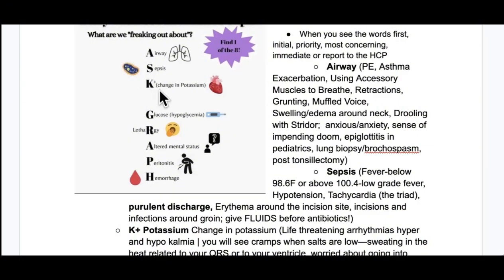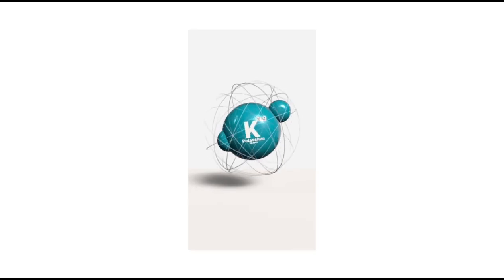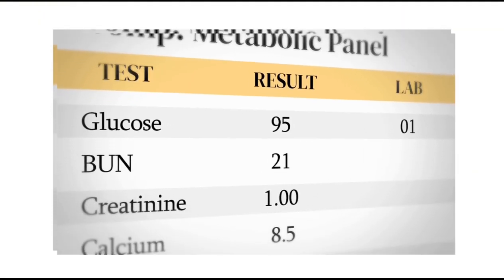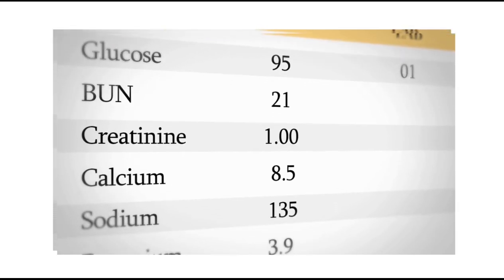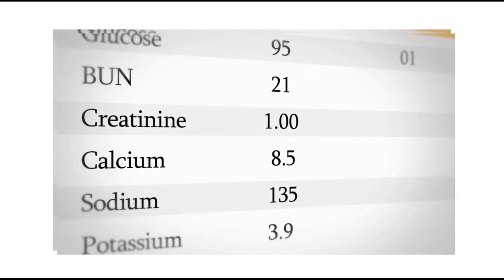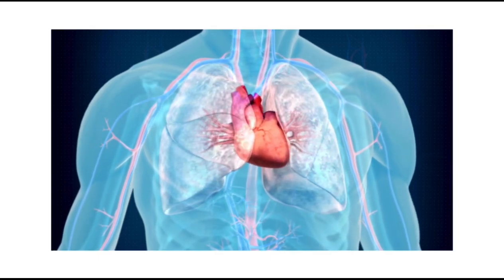But the K here is for potassium, because changes in the patient's potassium can be a priority setting event, right? If you notice that it's too high or too low. Why? Because it involves the heart. Potassium is one of those electrolytes that directly implicates heart problems. Okay, so potassium, big deal. Keep it in a tight range.